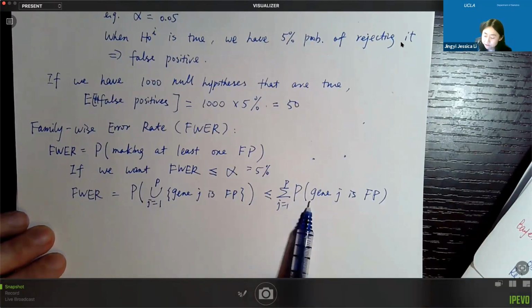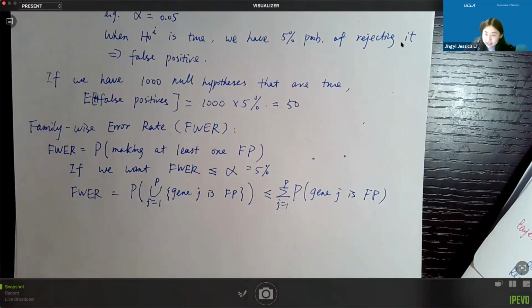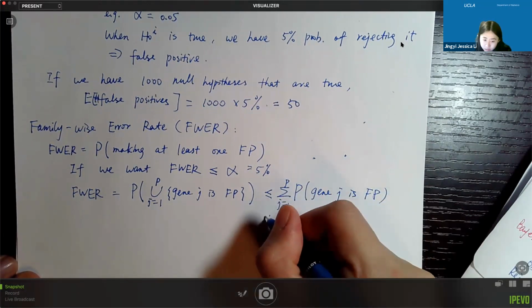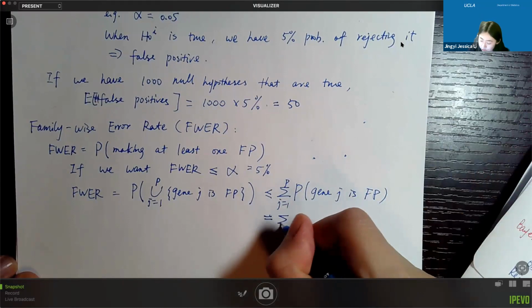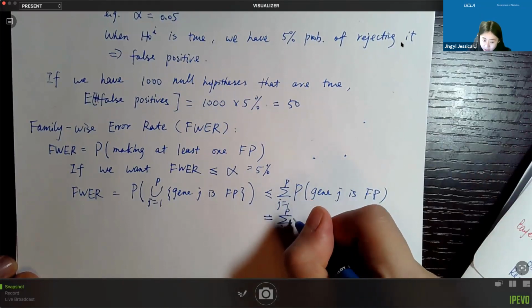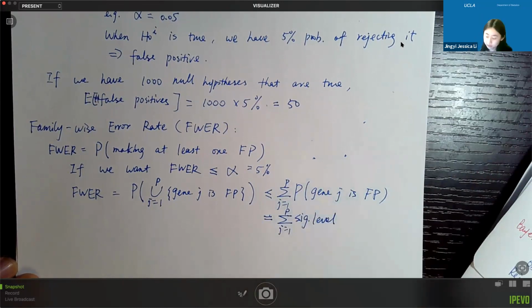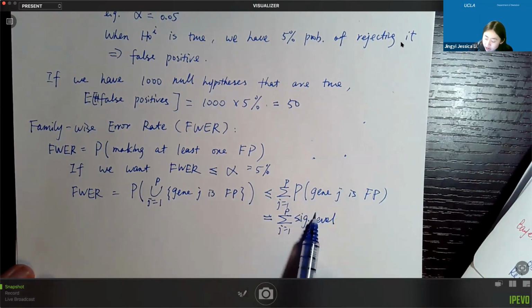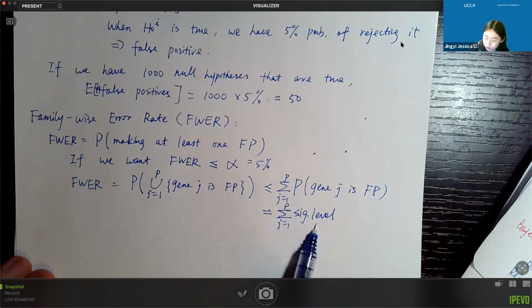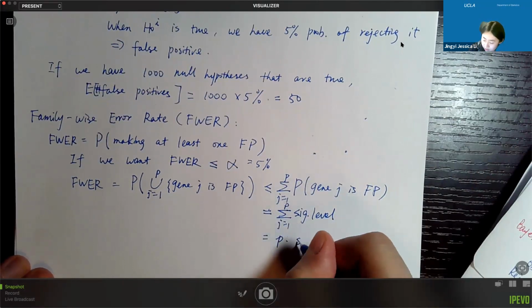And because this event, when gene j is a false positive, means that gene j is not DE, but we mistakenly reject the hypothesis. That happens with the probability equal to the significance level, right? So this is equal to the summation j from 1 to P of the significance level, which we don't know how to set yet. So you see it's the same significance level times P, because the summation is for the same term. So it's P times the significance level.